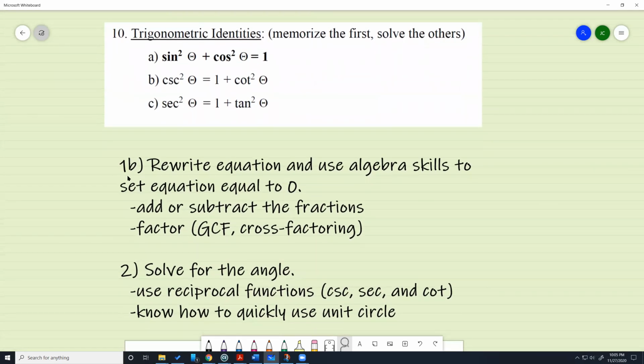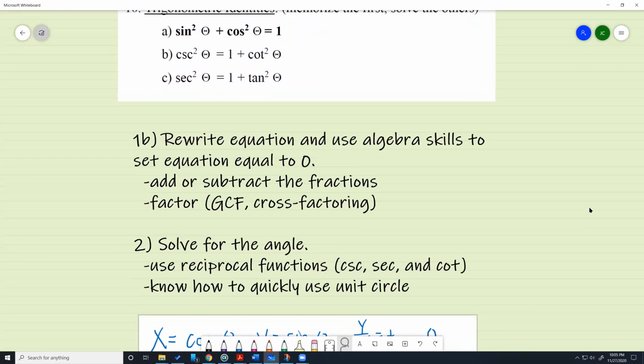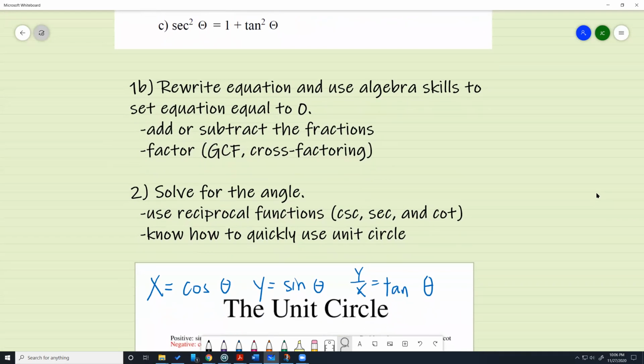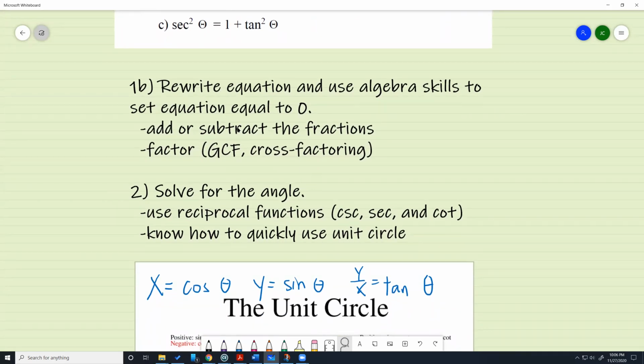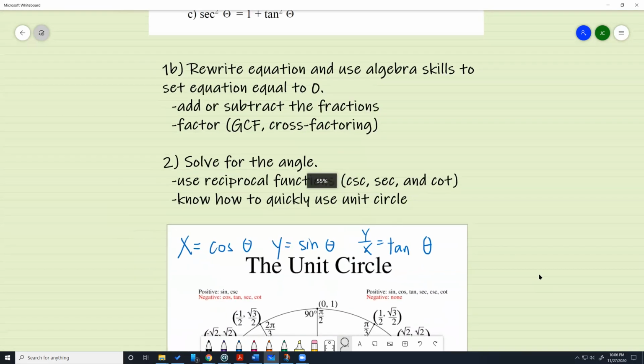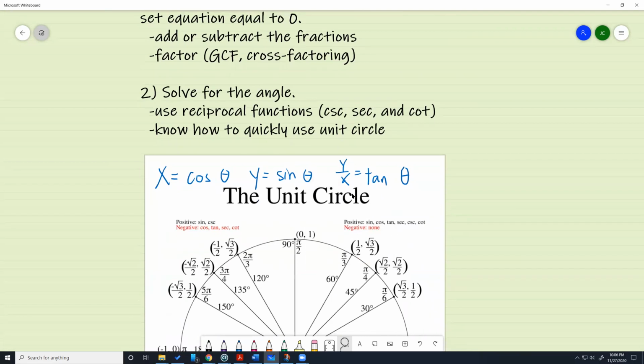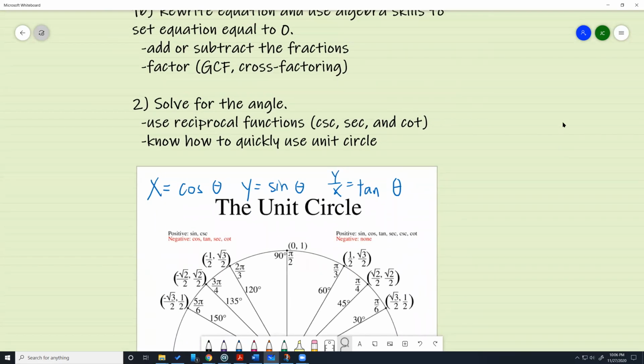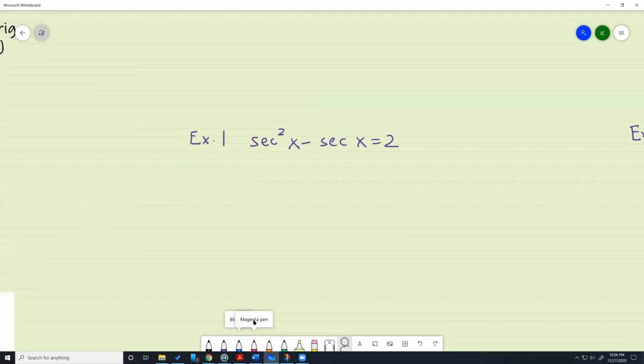Step 1B would be to rewrite the equation and use algebra skills to set the equation equal to 0. Okay. Sometimes that means to add or subtract fractions. There could be factoring problems. Okay. So we'll see those in a bit. But definitely the last step is, once you set the equation equal to 0, you can solve for the angle. And hopefully you can use a unit circle quickly. If not, I'll show you how to use that as well. Okay, so let's do a problem right now.